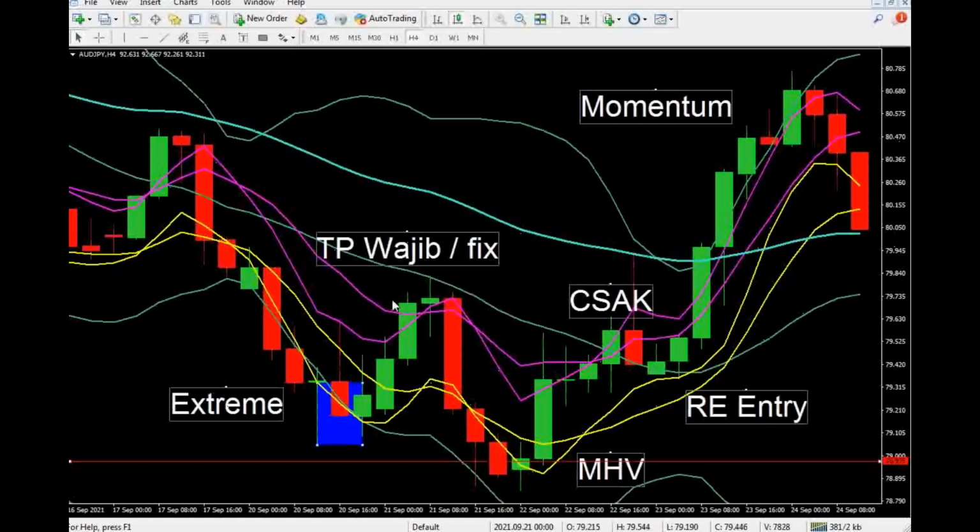because so many times after an extreme structure the price will change direction until the different moving average or the middle Bollinger Band. So now we understand the extreme structure already and the TP fix already.